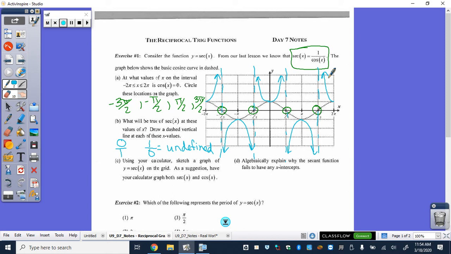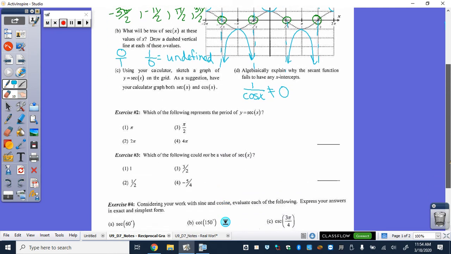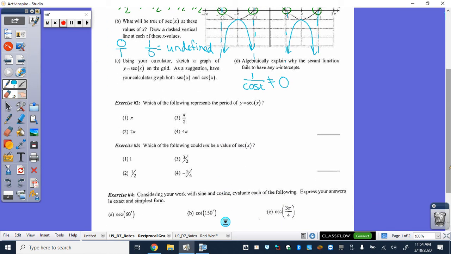Algebraically explain why the secant function fails to have any x-intercepts. Because 1 over cosine x will never equal 0. It can't happen. So, using our graph above, let's answer these questions. Which of the following represents the period of secant x? Well, our b is a 1. So we would have 2 pi over 1, so our period would be 2 pi. Same rules as all the other ones.